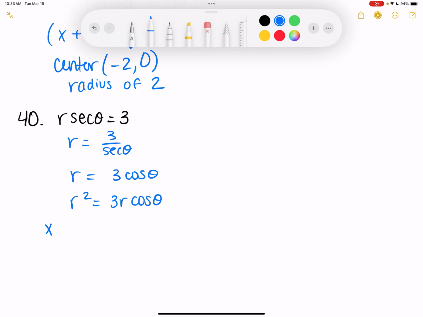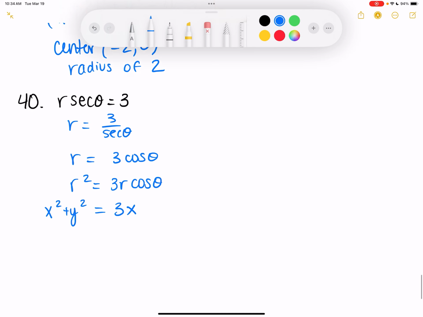x squared plus y squared. I think I'm starting to understand this. And then 3r cosine theta can be rewritten as what? 3x. And just for reference, if you were dealing with sine or cosecant, the process would be the same. It would just be for y instead of x, because all the sine ones seem to be odd and all the cosine ones seem to be even.